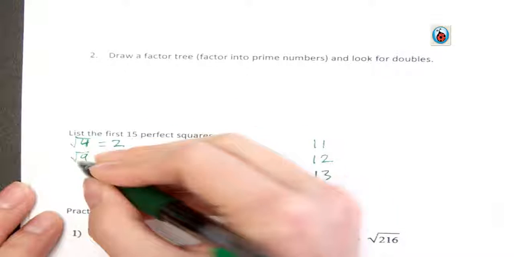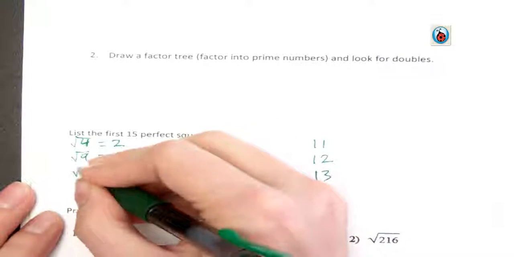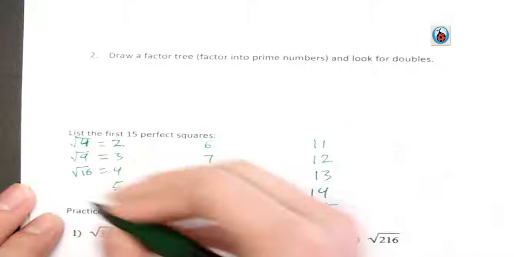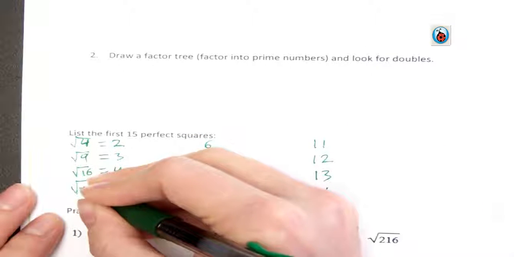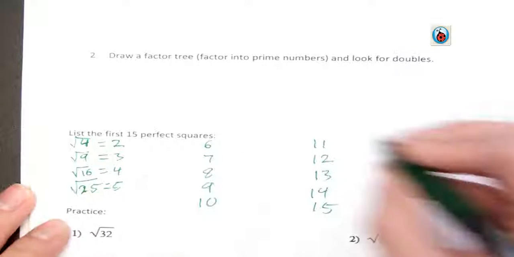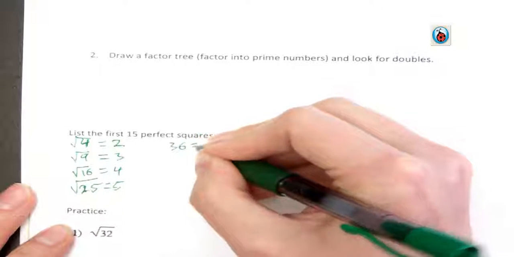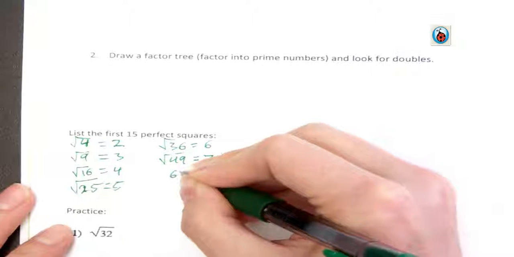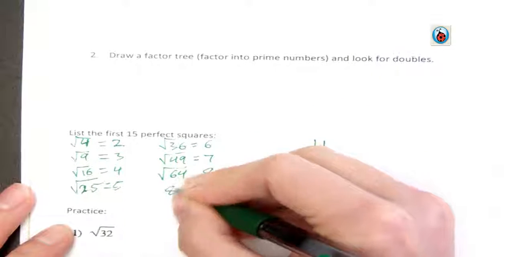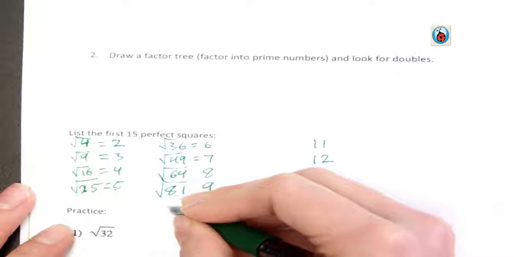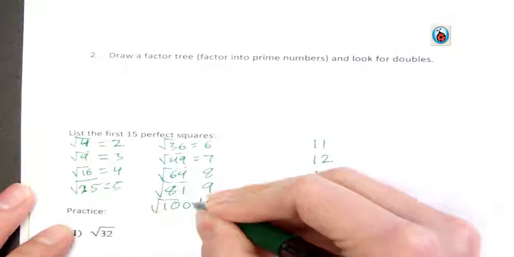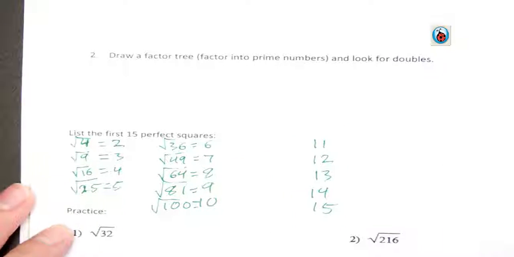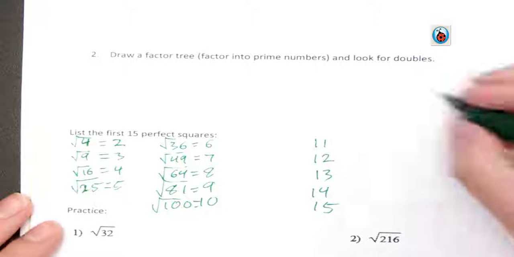9, square root of 9 equals 3. Square root of 16 equals 4. Square root of 25 equals 5. 36 equals 6. 49. 64. 81. And 100. If you don't know those, it would be very beneficial to memorize.